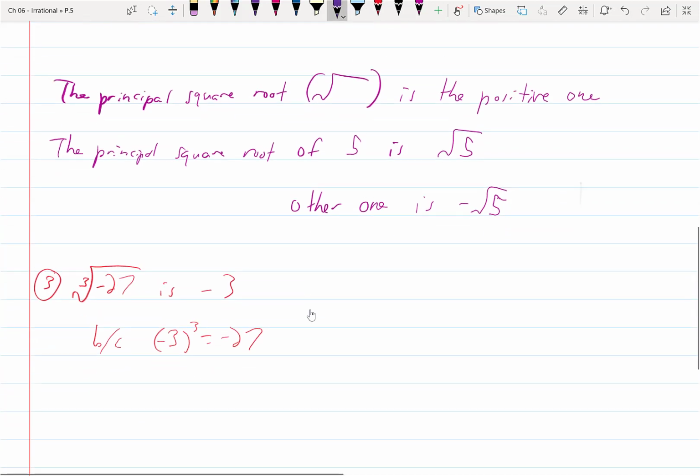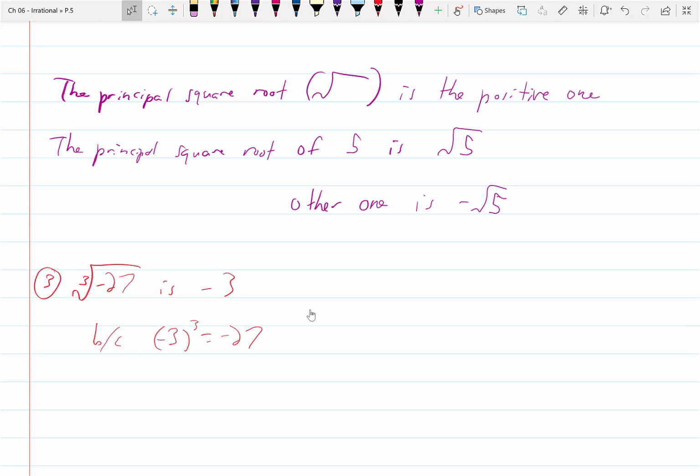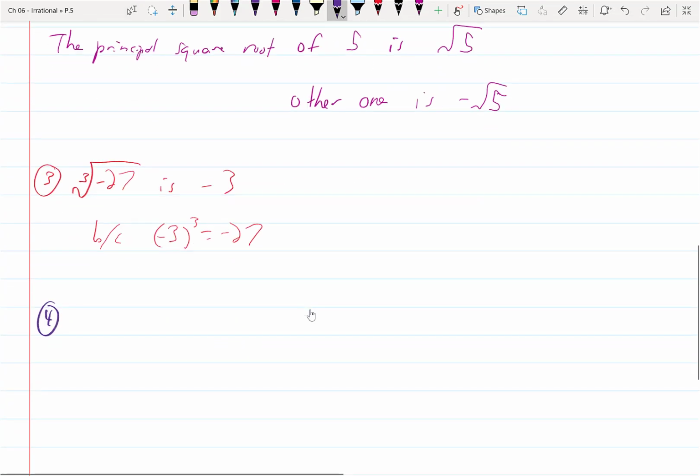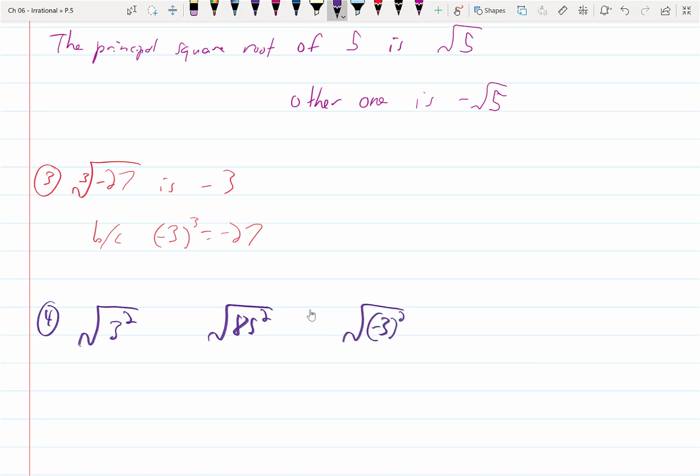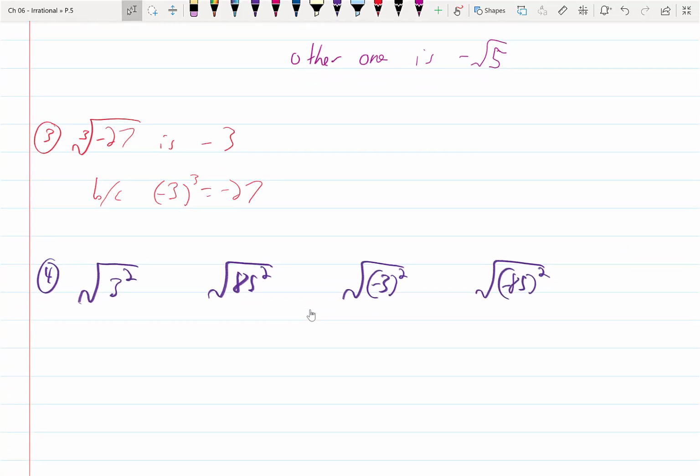Let's move on and talk about a few more. When I have the square root of 3 squared, then we're going to do the square root of 85 squared, the square root of negative 3 squared, and the square root of negative 85 squared. I should be able to burn through these really quickly.